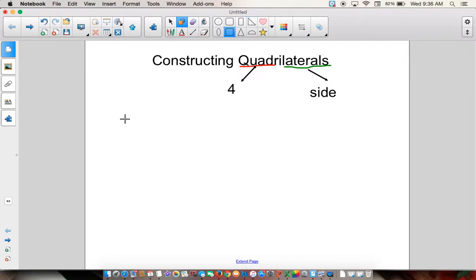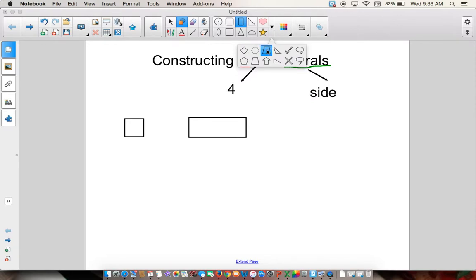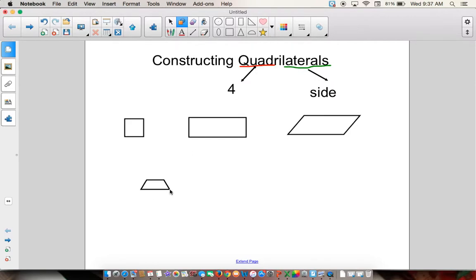I'm hoping that you said you know that a square is a quadrilateral, that a rectangle is a quadrilateral. We also have parallelograms, which are quadrilaterals. And we have trapezoids, which are quadrilaterals. And we have rhombuses, which are quadrilaterals. So here are my rhombuses.